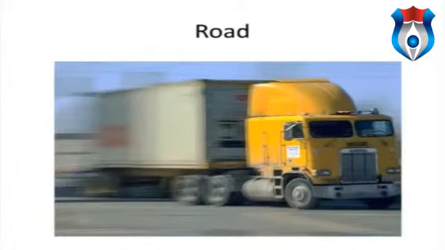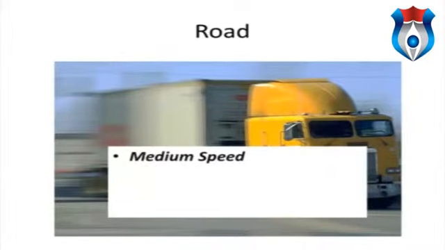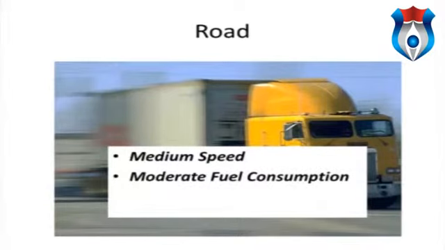Road transportation is the most common mode of transportation by count of individual shipments. It is less expensive than air, but it is not the cheapest transportation mode. It is characterized by medium, average highway speeds, moderate but still significant fuel consumption, and is definitely a point-to-point delivery mode.